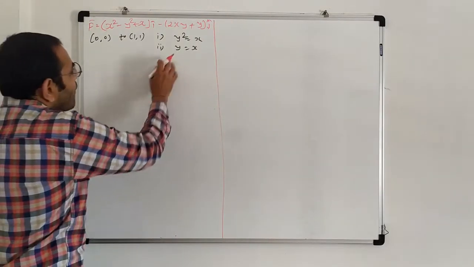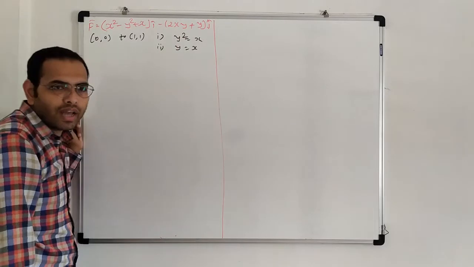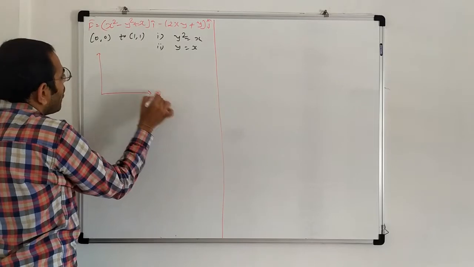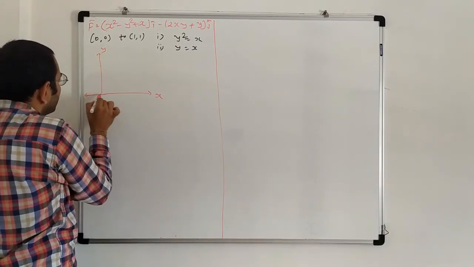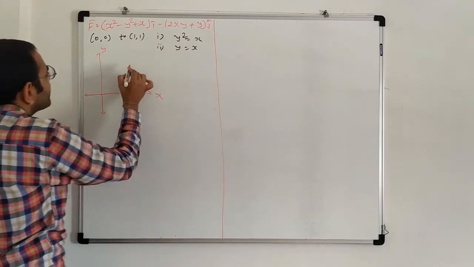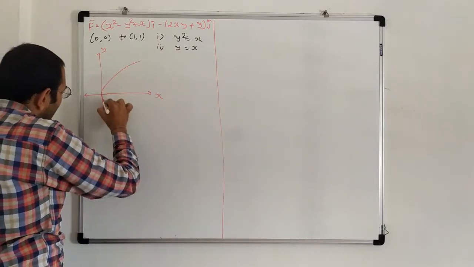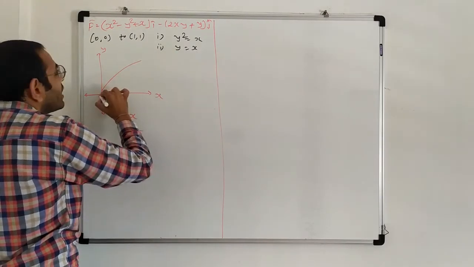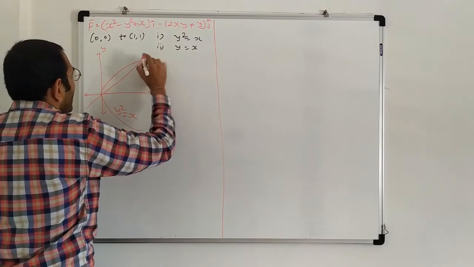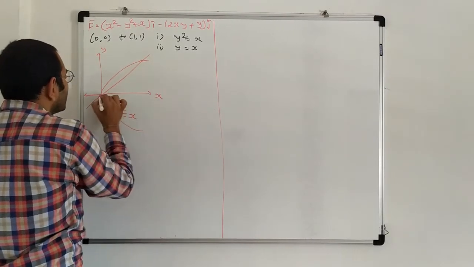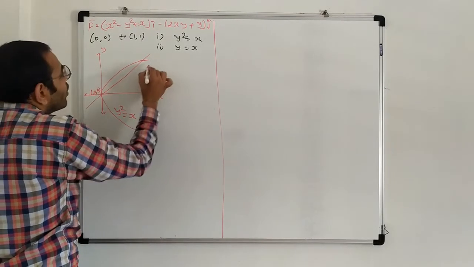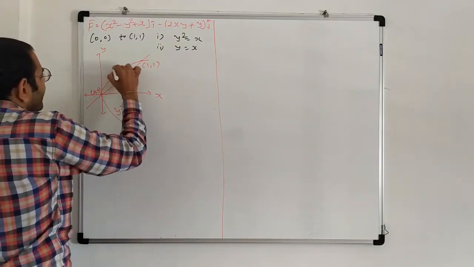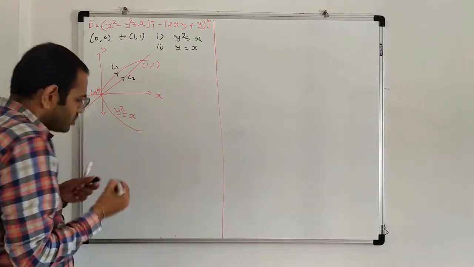first we understand with a simple diagram. That is our x axis and y axis. This equation y square equal to x is a parabola. That is our straight line y equal to x. This is indicated by (0,0) and this is indicated by (1,1). This one is our path C1 and this one is our path C2.